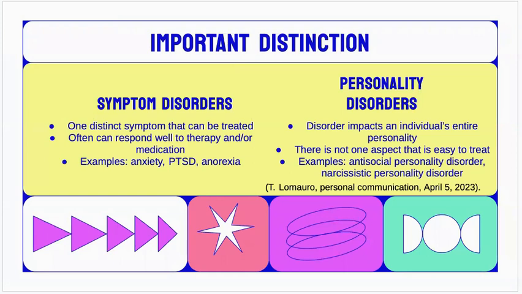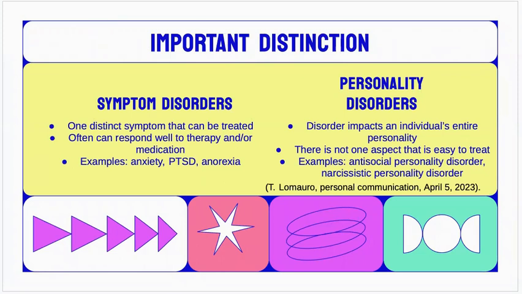Although both symptom and personality disorders are forms of mental illness, there are differences that make personality disorders much, much harder to treat. Symptom disorders are when there is one key disturbance to a person's thoughts or feelings, and this is what's worked on throughout treatment. An example would be anxiety. The key disturbance is worry, and this is what's treated through talk therapy and medication. It's very easy to pinpoint.